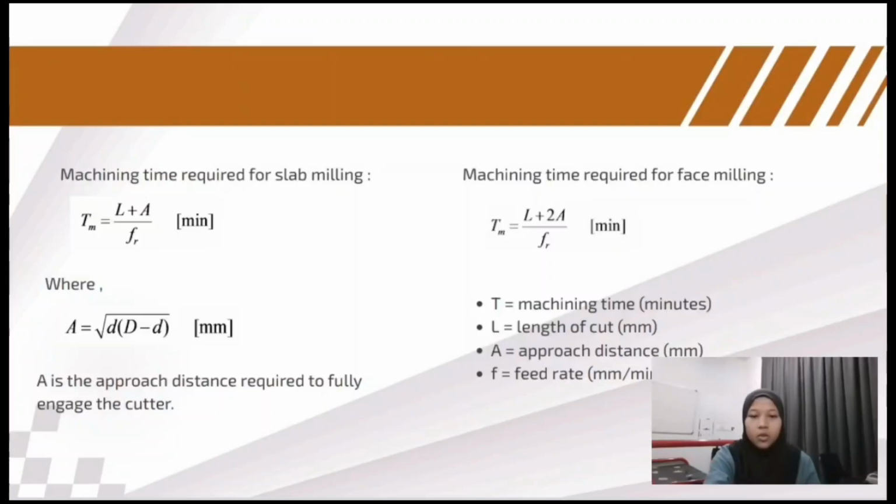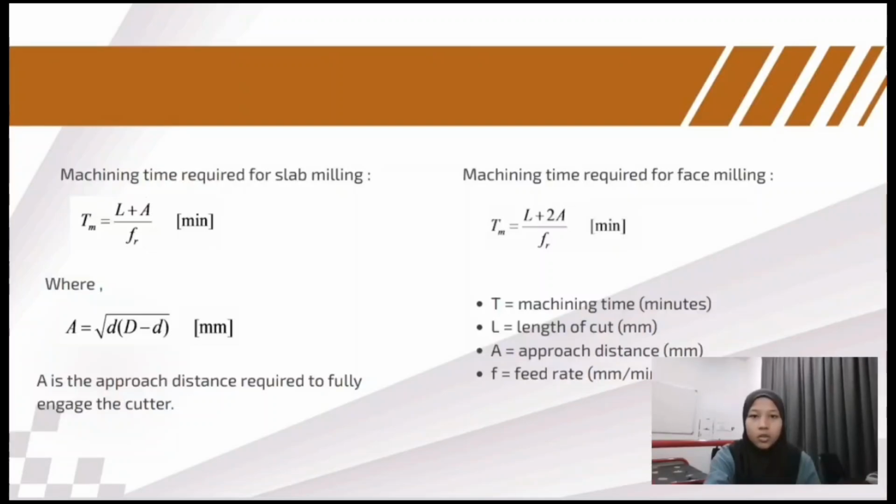So next we go to the face milling. For face milling, we have two conditions to find A. Condition one is the cutter is centered over the workpiece. So this is the formula for A. For condition two, the cutter is offset to one side. So this is the formula for A.